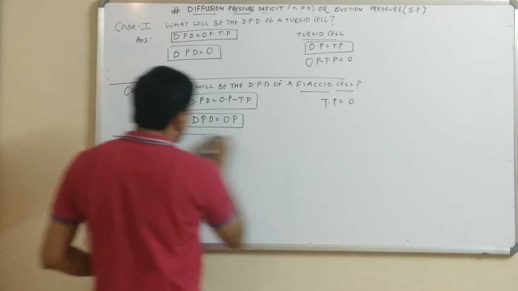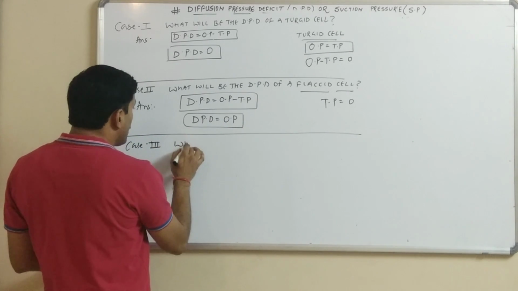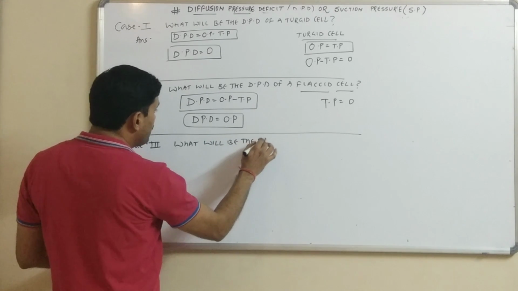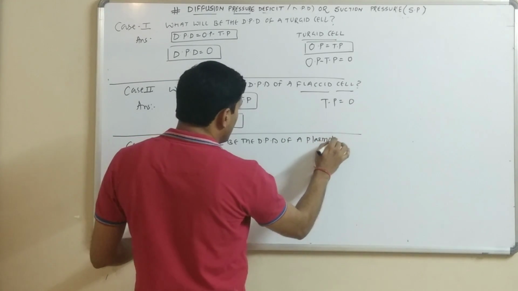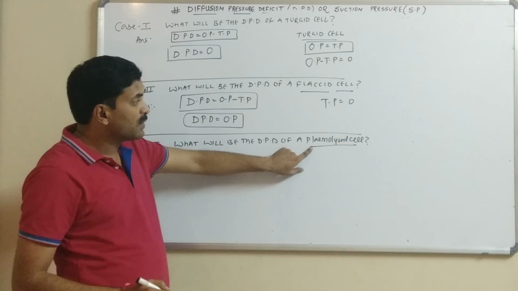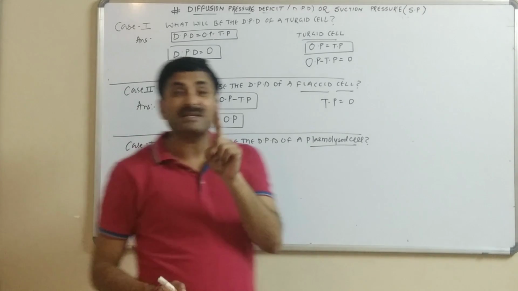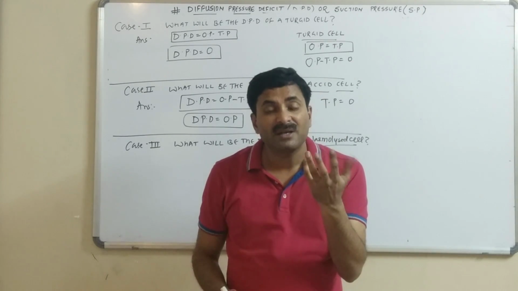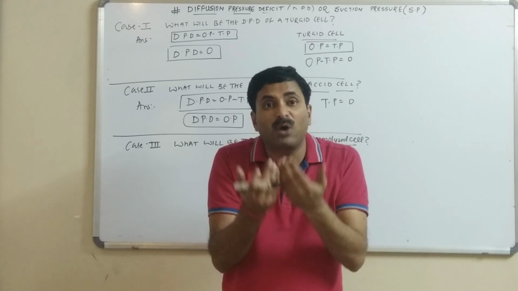Okay. Now case number 3. What will be the DPD of a plasmolyzed cell? Now you must know what a plasmolyzed cell is. When a cell is kept in a hypertonic solution, a solution with very high concentration, in that condition water will not enter inside the cell. Water will exit out of the cell.